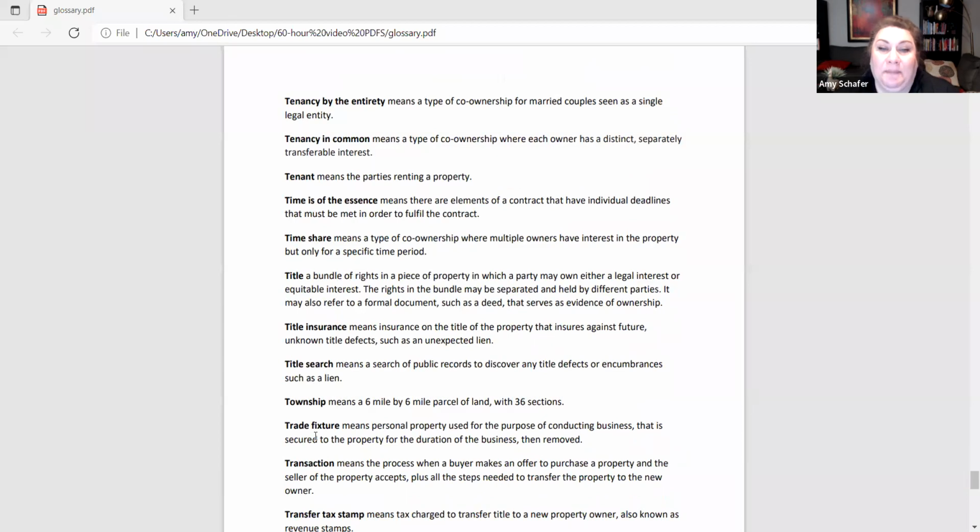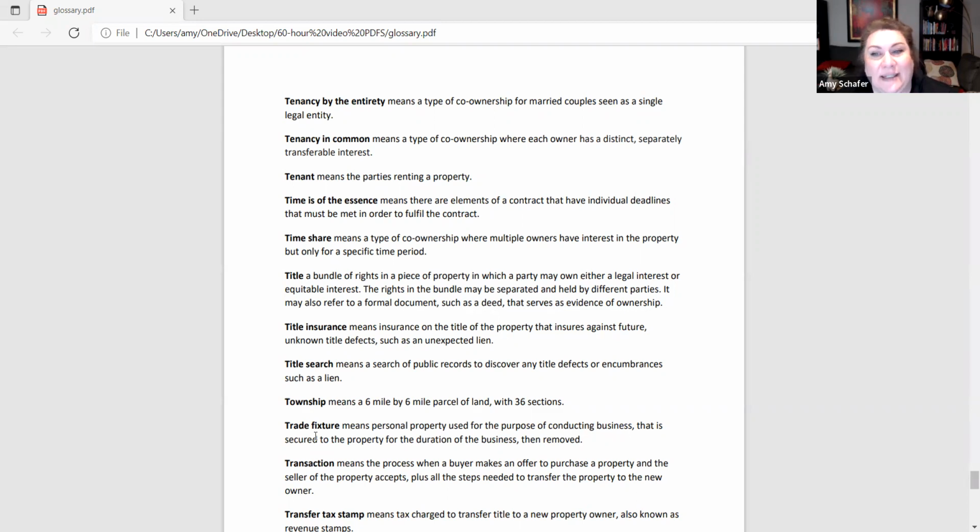Tenancy in common. This is a type of co-ownership where you've got a separate transferable interest. So if we own things as tenants in common, let's say 50-50 between you and I, I can go sell my 50% as long as we're not married. I can go sell my 50% and do whatever I want with it. I can also will it or gift it to anyone else that I want.